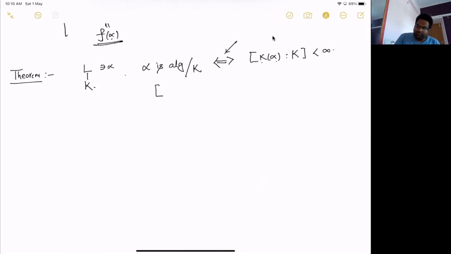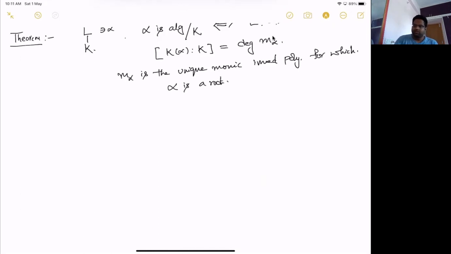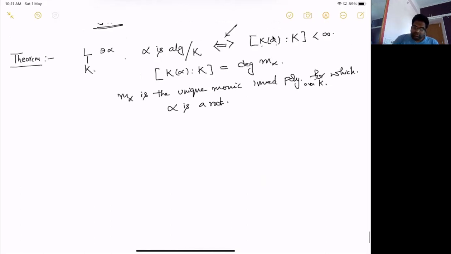And it is also true that if alpha is algebraic, then the degree is given by the degree of the minimal polynomial. Recall the minimal polynomial is the unique monic irreducible polynomial over K for which alpha is a root. So this is an important theorem.